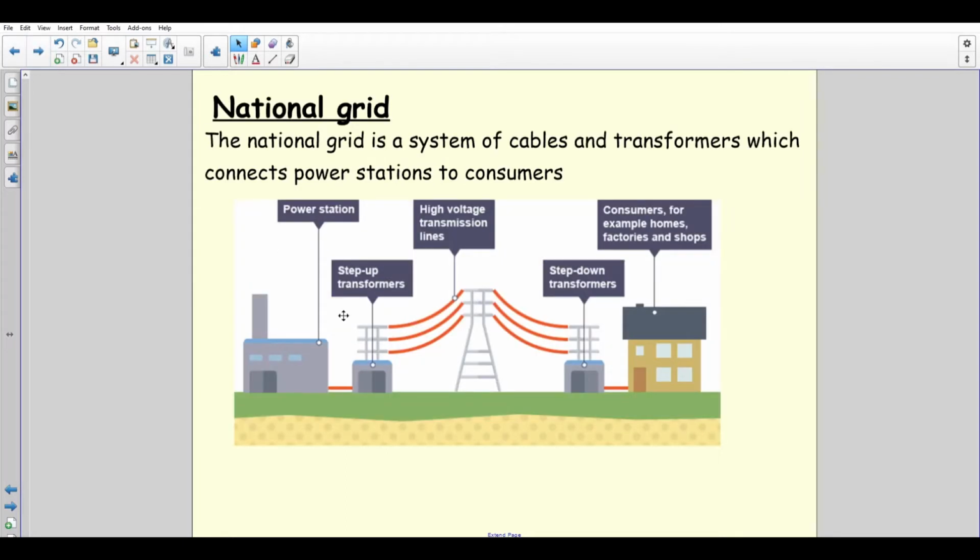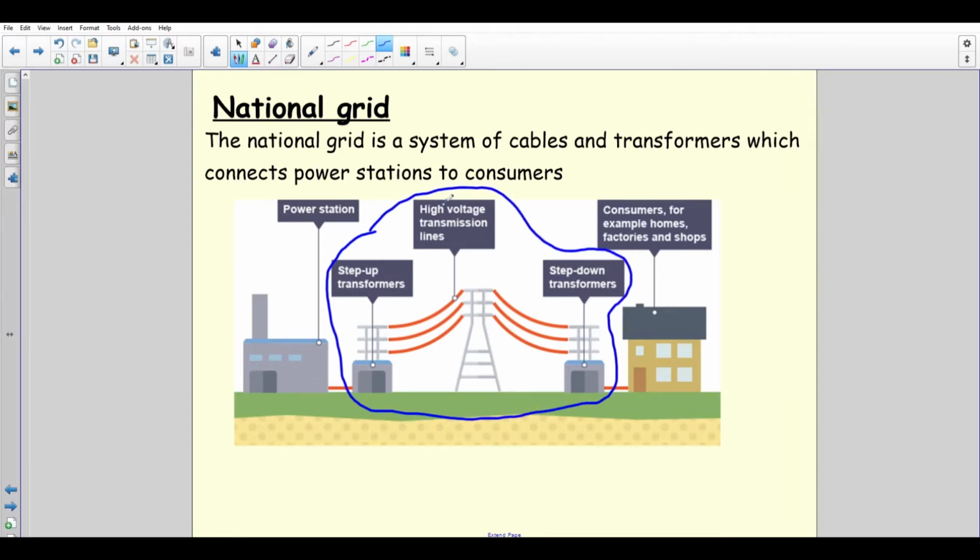Right, last bit then. So the national grid. First off, you need to know what the national grid is. It's a system of cables and transformers that connect power stations to consumers. So when we're looking at this picture, we're looking for a system of cables and transformers connecting power stations to consumers. So it doesn't say including power stations and consumers, it says connecting. So the bit that's actually the national grid on here is these three in the middle. We've got step up transformers, step down transformers, and the high voltage transmission lines.